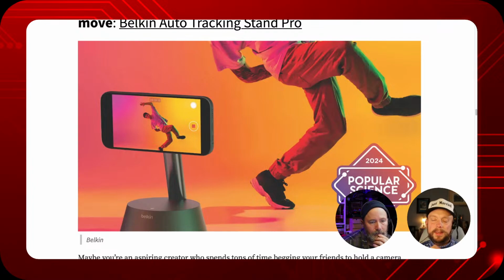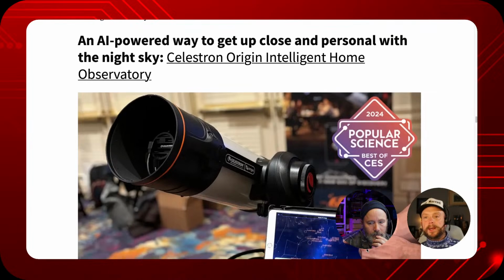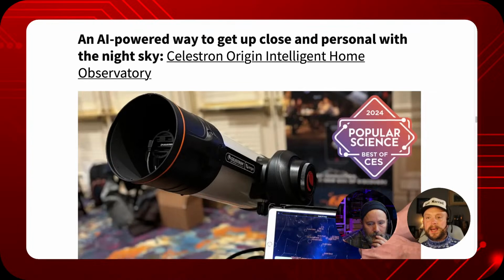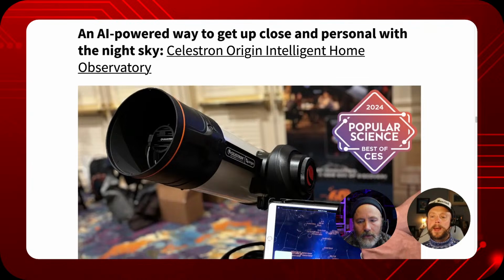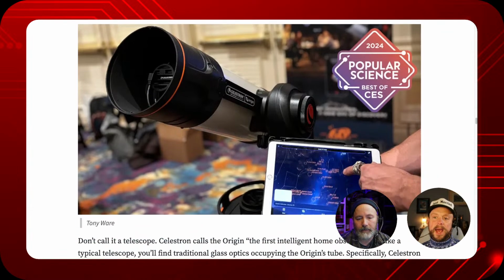The next one, again, their subheadline: an AI powered way to get up close and personal with the night sky. So it's a telescope. Oh, don't call it a telescope. It says right there. Really? Celestron calls the Origin the first intelligent home observatory. Okay, that is dumb. It's a telescope. Yes, but it's got AI.